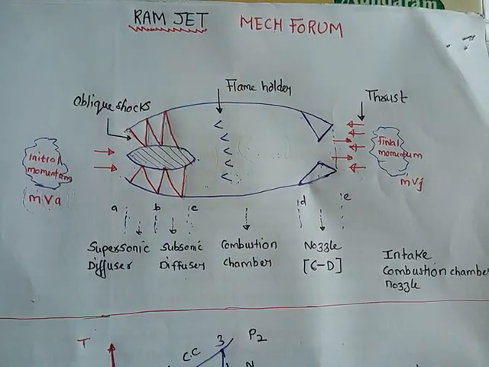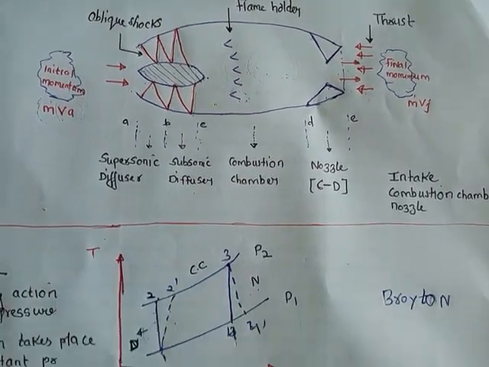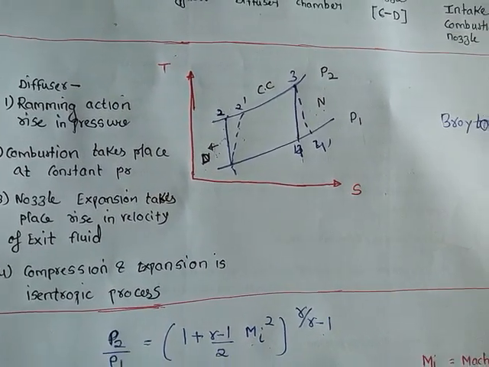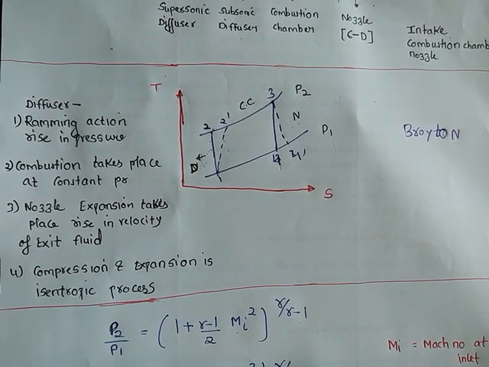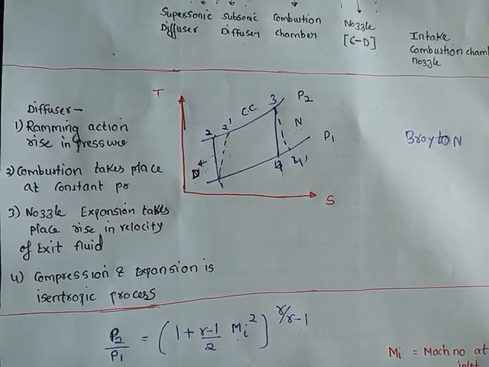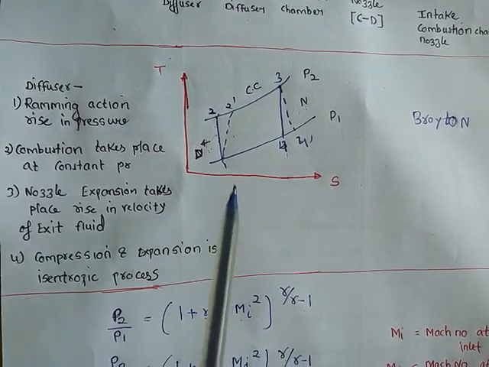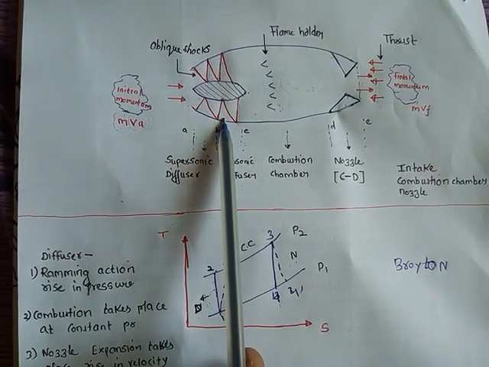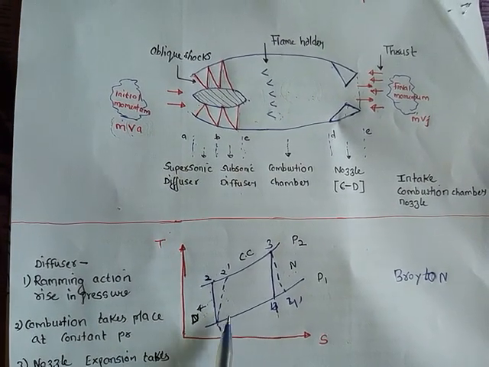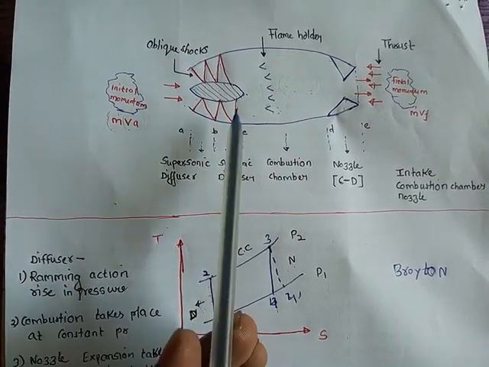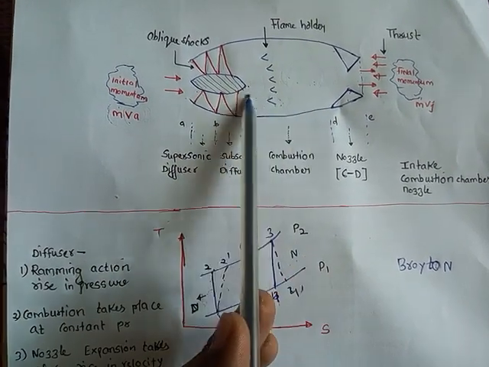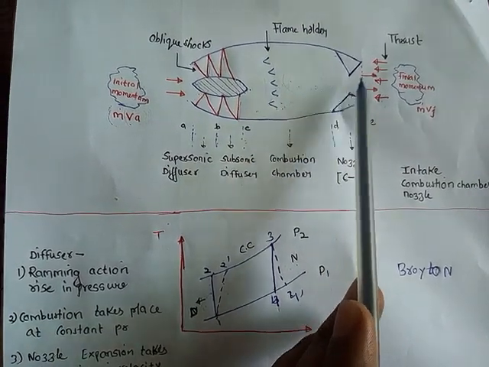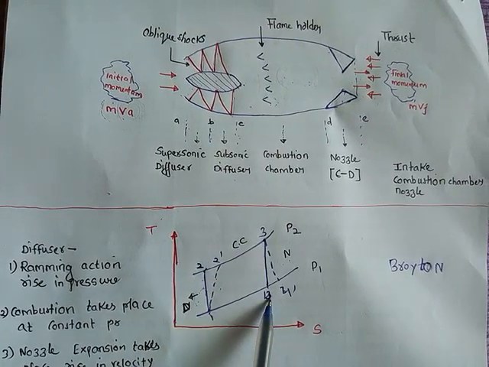Okay, it is clear with the ramjet. Now we are moving to the thermodynamic cycle of a ramjet. So this ramjet works on the Brayton cycle. It is similar to a Brayton cycle. The first process is a compression process which takes place inside the diffuser. So here we have a ramming action. From 1 to 2 there is a ramming action. After the ramming action there is combustion. From 2 to 3 there is a combustion process, and after the combustion there is an expansion process in the nozzle. So 3 to 4 is an expansion process.